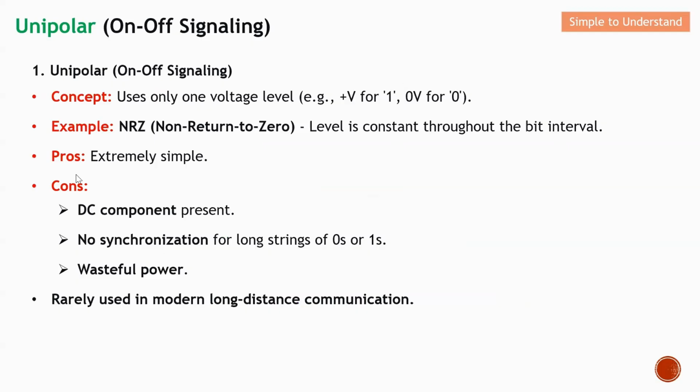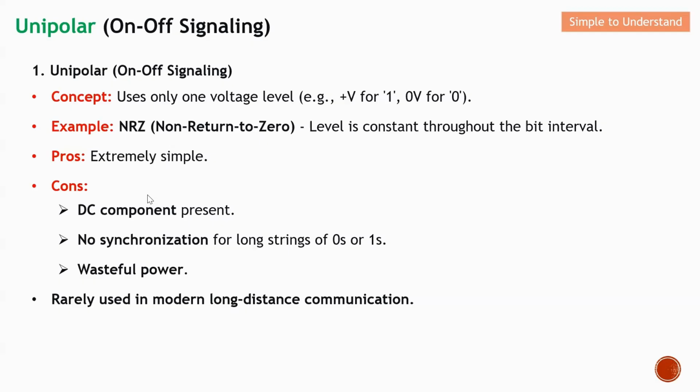Coming to the negative portion of unipolar, basically, it requires a DC component. Because if you require a DC component, which means that you require power, it will be quite wasteful in terms of power. Another disadvantage is time synchronization. Imagine if you are going to have a very long string of 0s or 1s, then you may have an issue in terms of time synchronization. Unipolar is rarely used in today's modern long-distance communication.